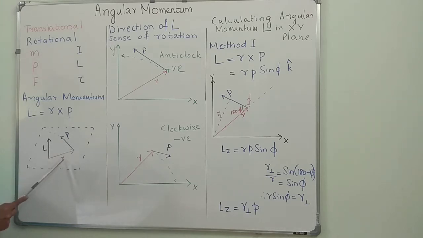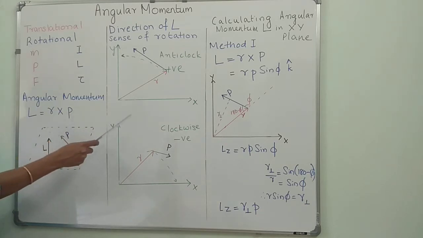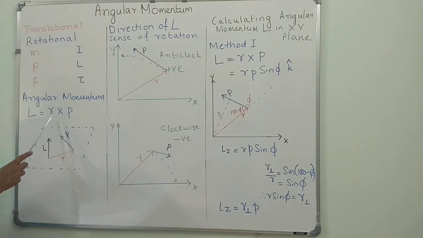So I am considering the position vector R and linear momentum P in the same plane. Both are acting in the same plane. So R cross P will be another vector which is perpendicular to both R and P. Suppose R is in this plane and P is also in this plane. Then angular momentum L will be in a direction perpendicular to both R and P. If R and P are represented in the plane of this board, L will be in a direction perpendicular to this board, either outward or inward, depending upon the rotation, whether it is clockwise or anti-clockwise. That I will be telling right now. So I think you got the concept.